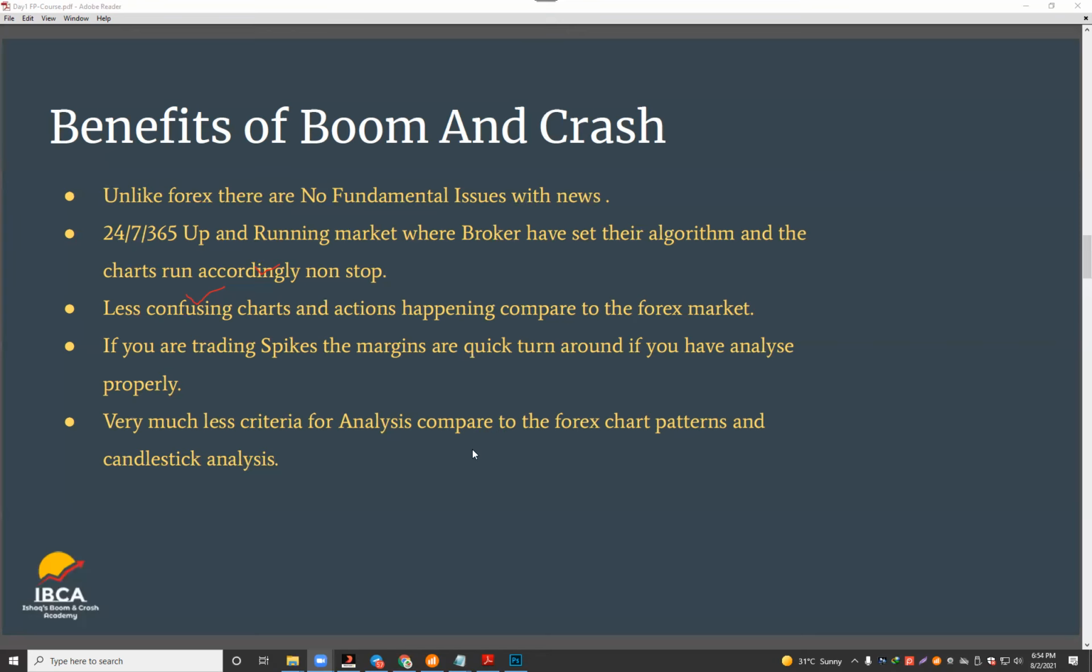So here, this benefit: very few criteria for analysis compared to the Forex chart. Comparing Forex and synthetic, the synthetic chart is easier to analyze. Forex is very difficult, because there are so many concepts, so many chart patterns, so many candlestick patterns we need to know to identify in the Forex market. But here, very simple analysis can give you good results, and there is no need for candlestick analysis. Here you only identify the trend and the area where the trend is trying to change in boom and crash. Okay.